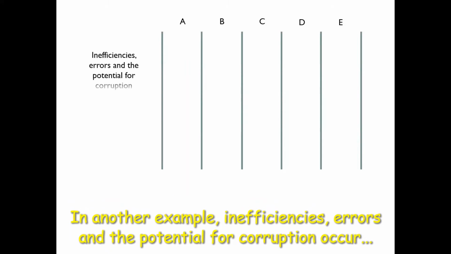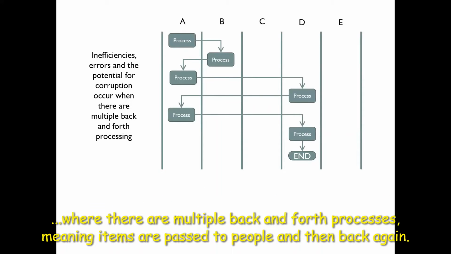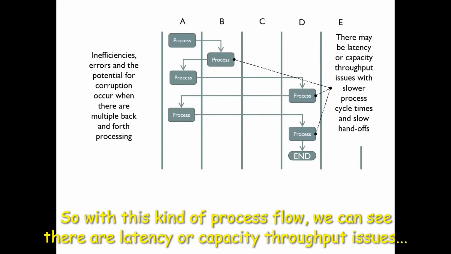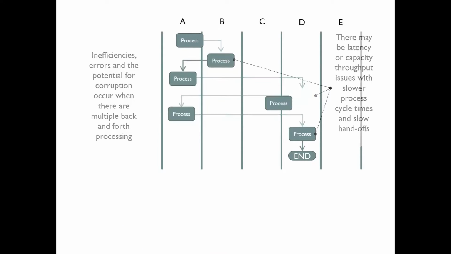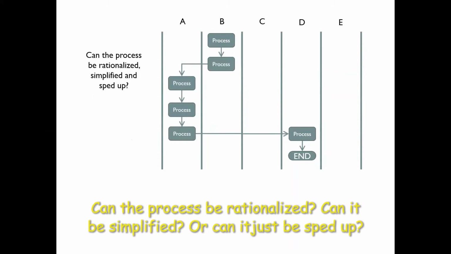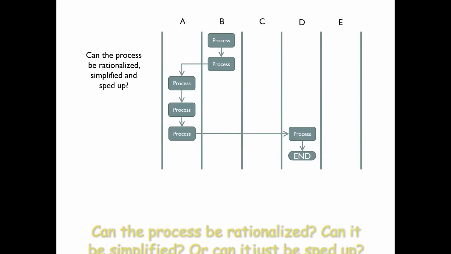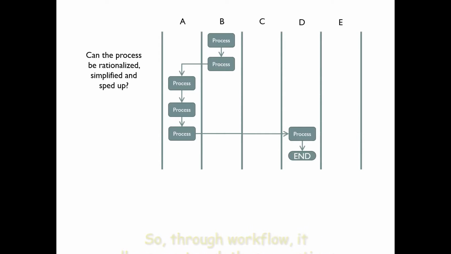Another example, inefficiencies, errors, and the potential for corruption occur when there are multiple back and forth processes, meaning items are passed to people and then back again. So with this kind of process flow, we can see there are latency or capacity throughput issues with slower process cycle times and slower handoffs. Can the process be rationalized? Can it be simplified? Or can it just be sped up? So through workflow, it allows you to ask these questions.